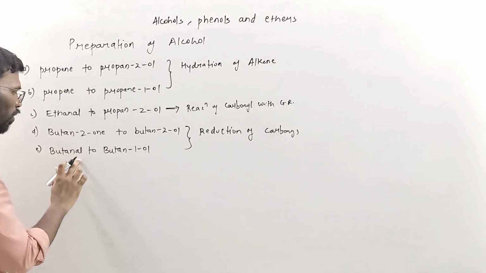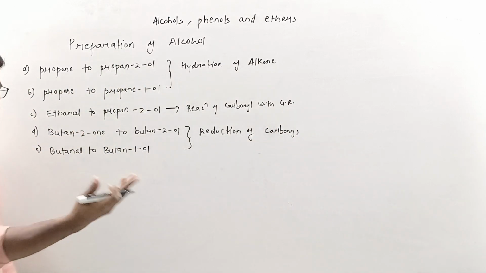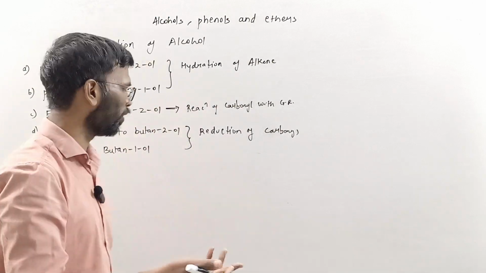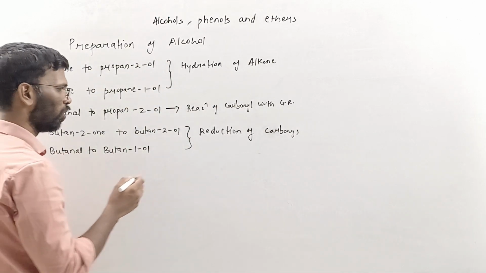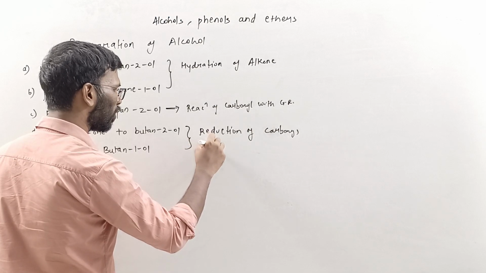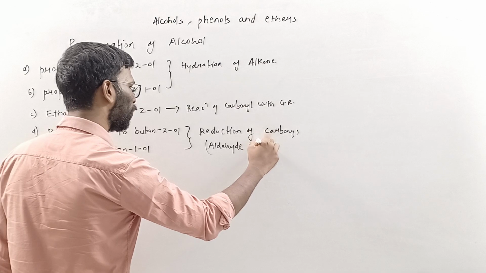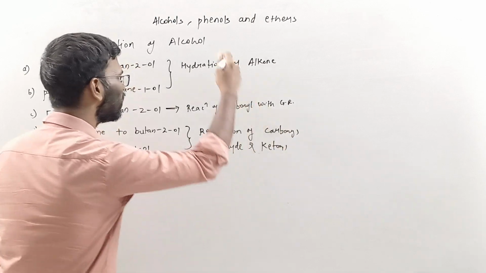Reduction of the aldehyde will give you a primary alcohol, as we have just learned, right? Reduction of the ketone gives you a secondary alcohol. So carbonyl means what? Aldehyde and ketone, isn't it? So these are three important reactions.